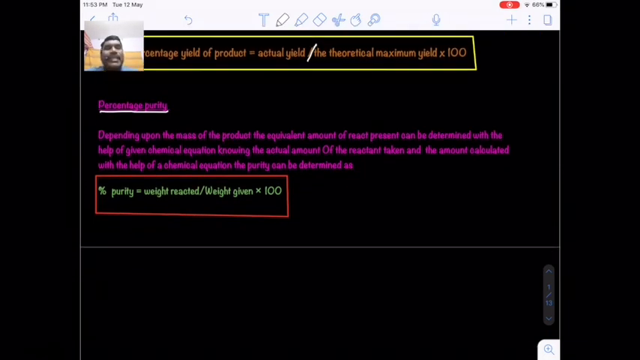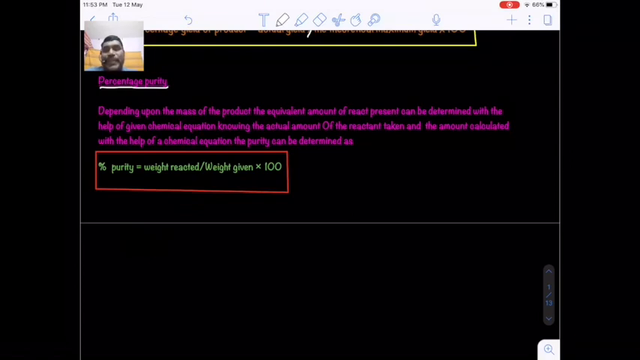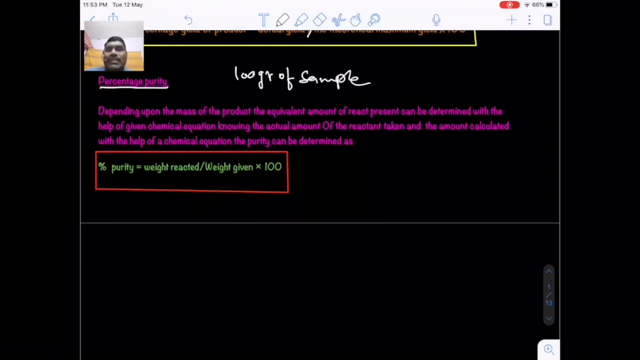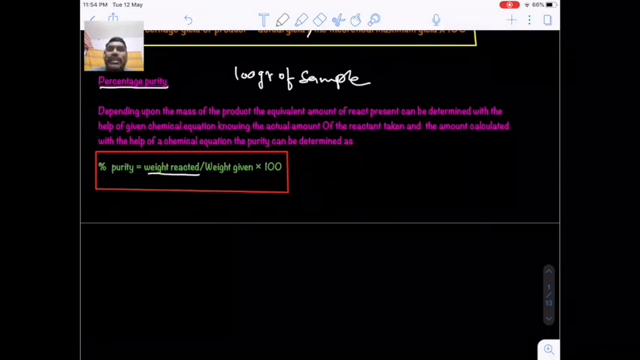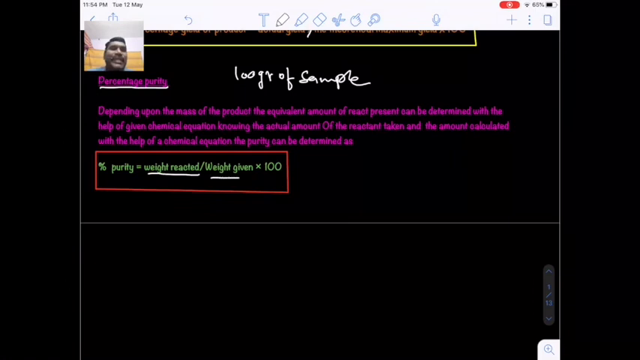Now one more, percentage of purity. Let's suppose I am taking 100 grams of a sample. Out of 100 grams of the sample, let's suppose only 70 or 80 grams of the sample reacts in the reaction. The remaining 10 grams of the sample does not react. That means only 70, 80 or 90% of the sample is the pure sample. How to calculate the percentage of purity of a sample? Actually, the weight of the substance reacted will be in the numerator, divided by the weight given in the question.